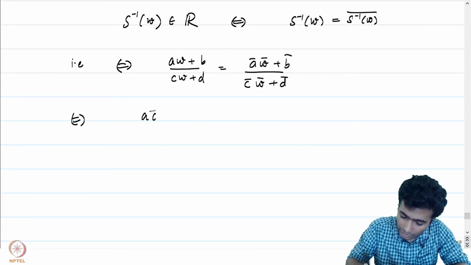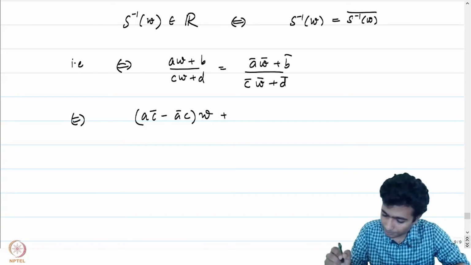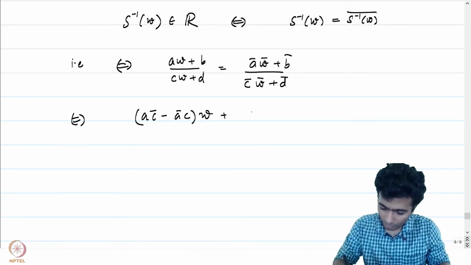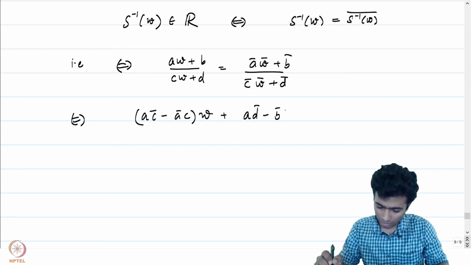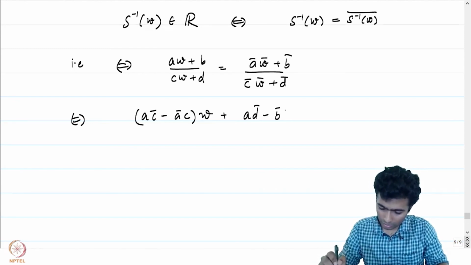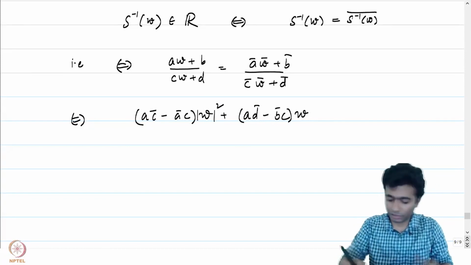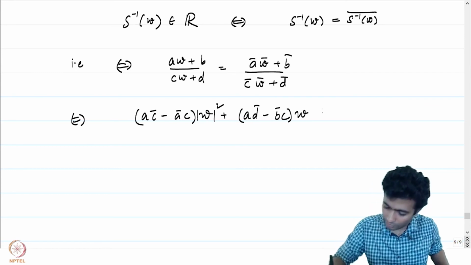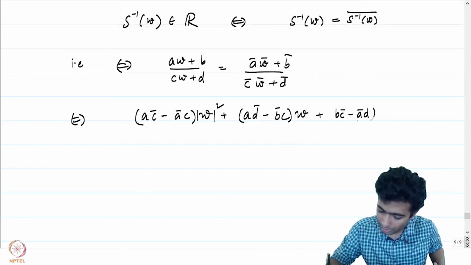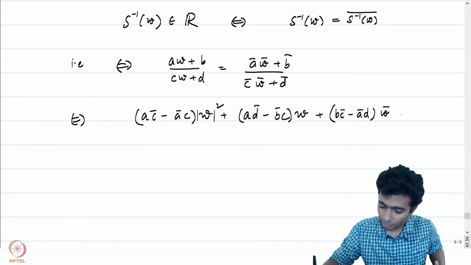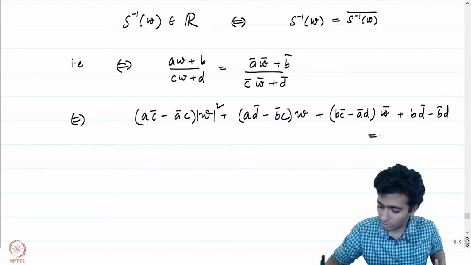This is just the same as (AC̄ − ĀC) times |W|², by the way, since a WW̄ term will come up, plus (AD̄ − B̄C) times W, and then there is a term which will feature W̄, which is (BC̄ − ĀD) times W̄, and finally we will have BD̄ − B̄D. This is equal to 0.